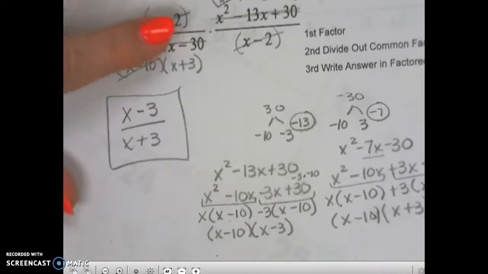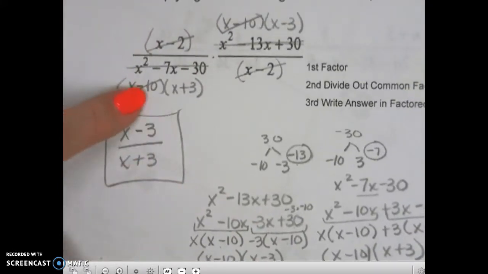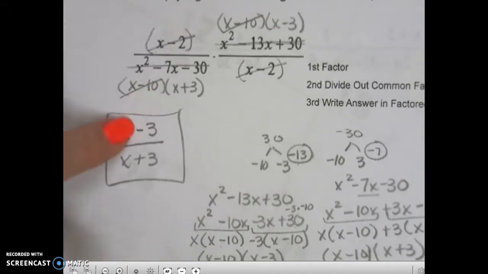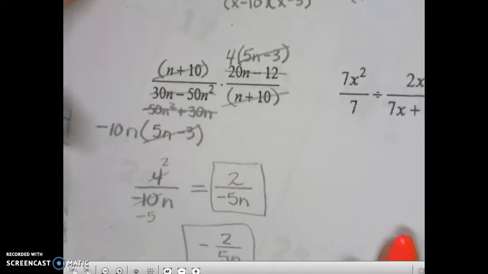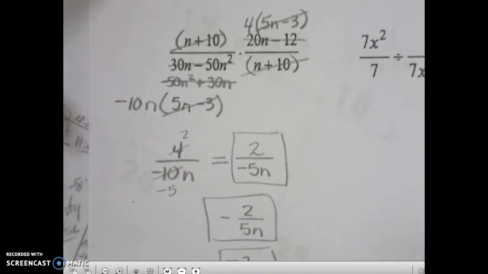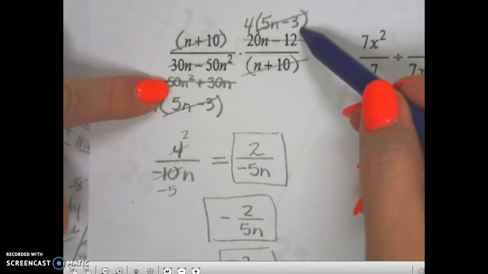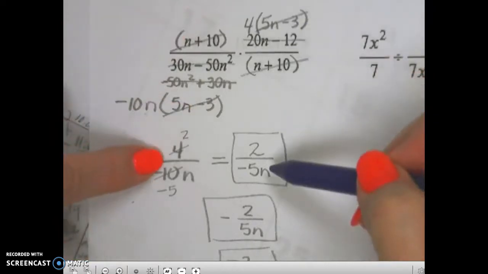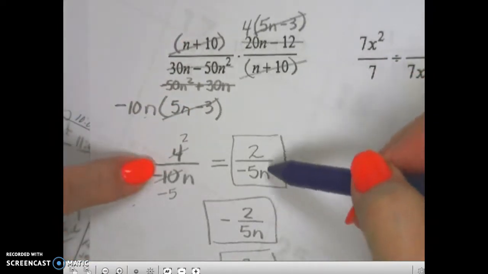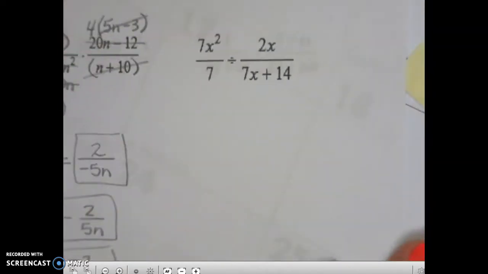So we've multiplied two problems. There was the first one we multiplied. We factored, we divided out or canceled common factors, and we wrote our answer. Again, we multiplied, so we factored our parts, canceled out common factors, wrote our answer, and then realized we could reduce it yet again. Now let's look at a division problem.